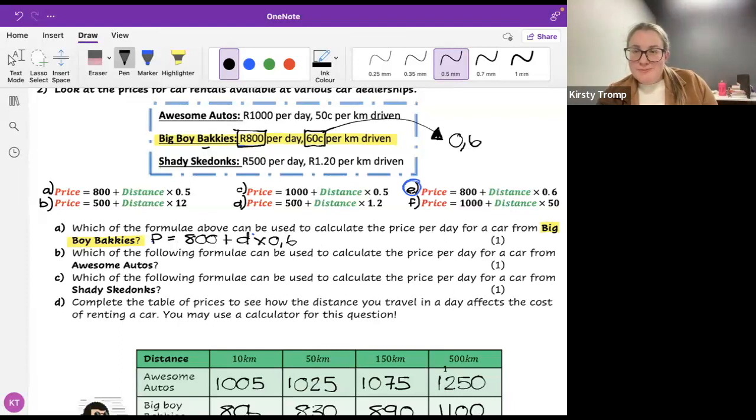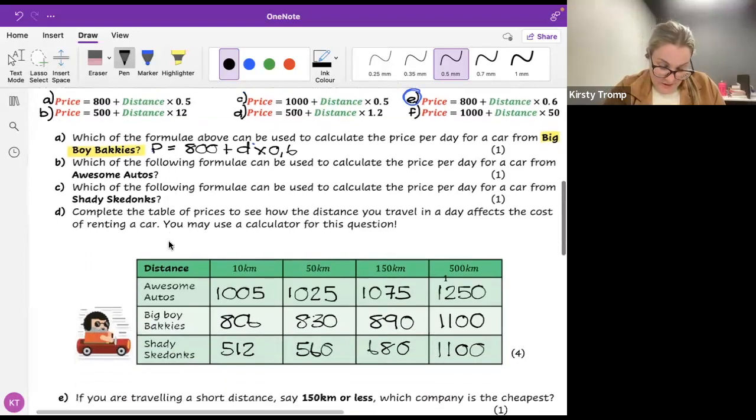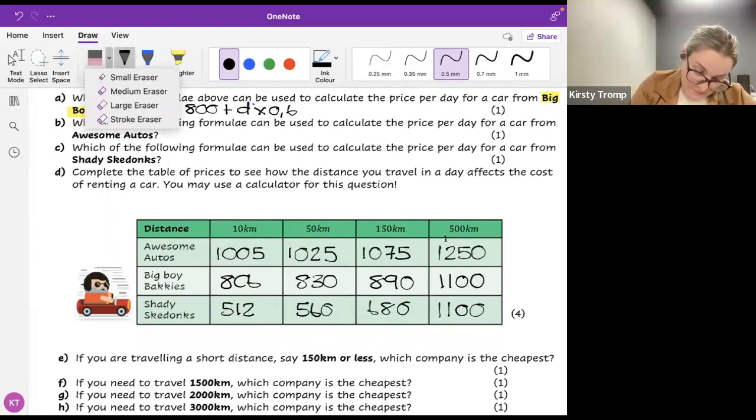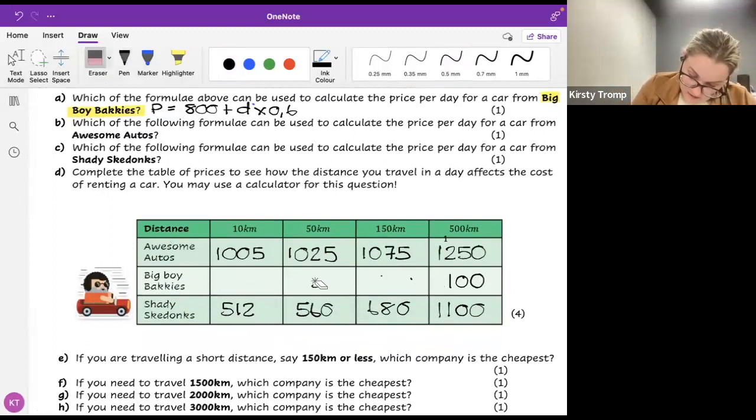Thank you, ma'am. All right, Dimple, I feel like I didn't hear from you all night. Dimple, what's your question? Ma'am, I don't understand the table of the Big Boy Buckies. Okay, Dimple, let's go have a look. I'm just trying to see if I can move this off my screen. There we go. So here is Big Boy Bucky, Dimple. Yes, ma'am. All right. So for Big Boy Bucky, it's 800 plus the distance times 0.6.